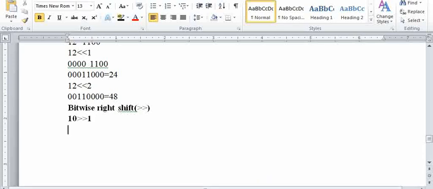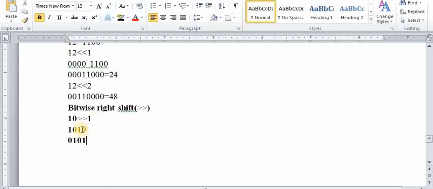So what will be the result? First of all convert 10 into binary form, so it will be 1 0 1 0. Now you have to right shift by 1. So you have to shift this one digit to the right side, and it goes to garbage. The result will be 0 1 0 1, because this 0 is shifted to garbage.